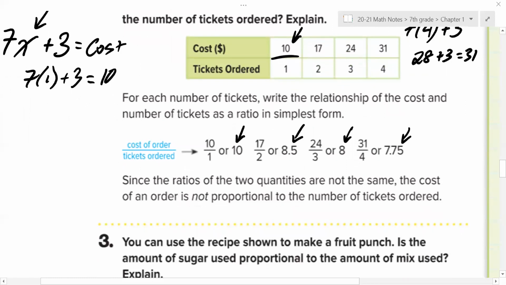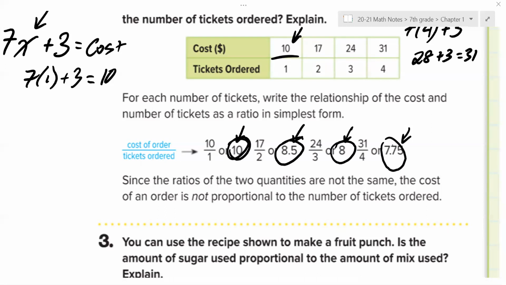Since the ratios of the 2 quantities are not the same, the cost of an order is not proportional. It is not proportional. If it was proportional, we would have 10 as our ratio for all of these, but it's not 10. It actually reduces the amount. The more tickets you buy, the less of a percentage your fee is.